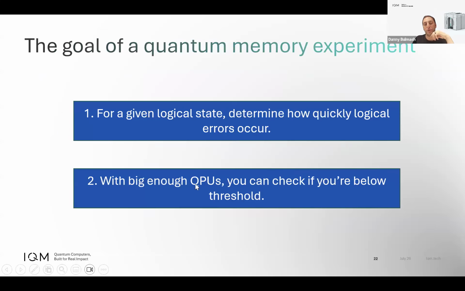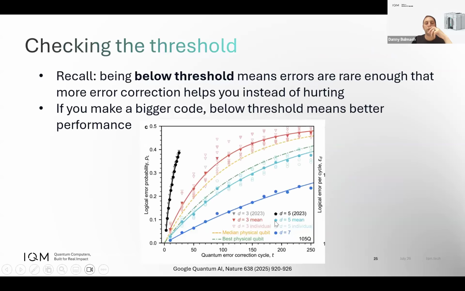Now, there's this other thing here, which is that with big enough QPUs, you can check if you're below threshold. So what does that mean? Here's an experiment that demonstrates being below threshold. Recall, being below threshold means that the errors are rare enough that more error correction helps instead of hurting. The ones I want you to focus on are this, and this. This experiment is the exact plot that I just showed you.